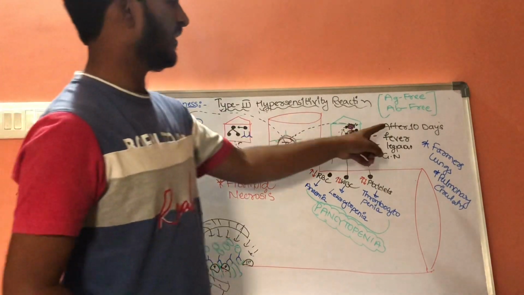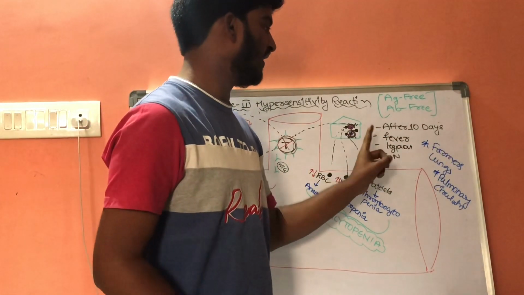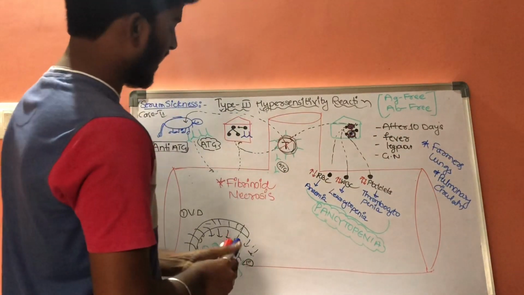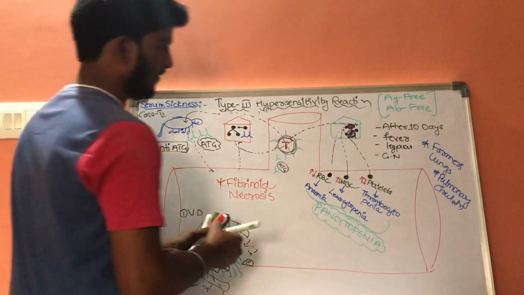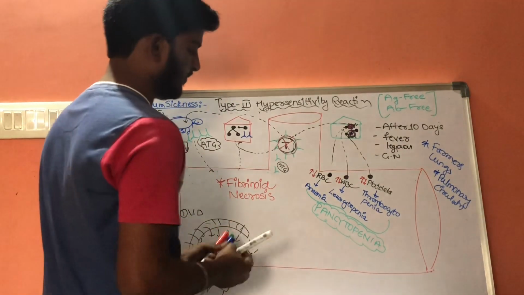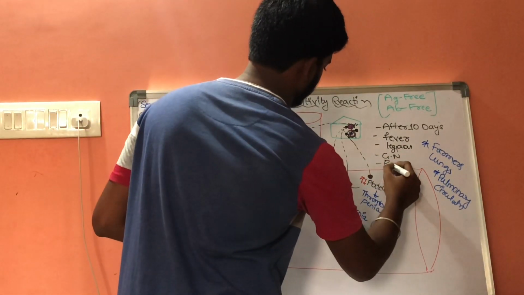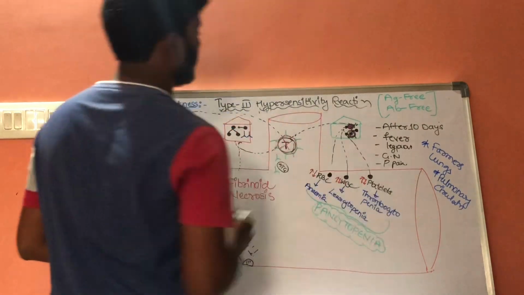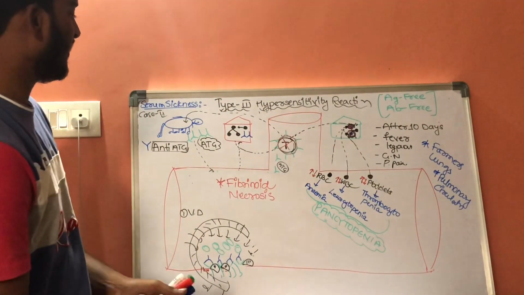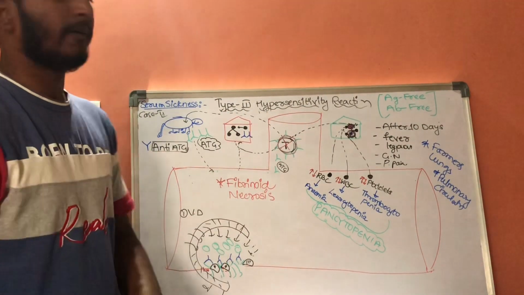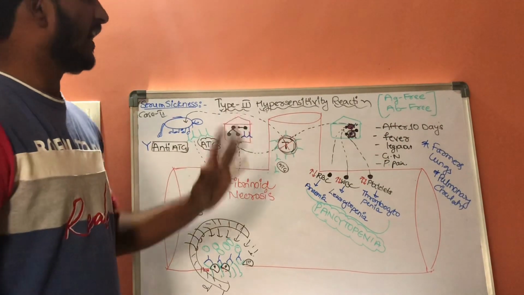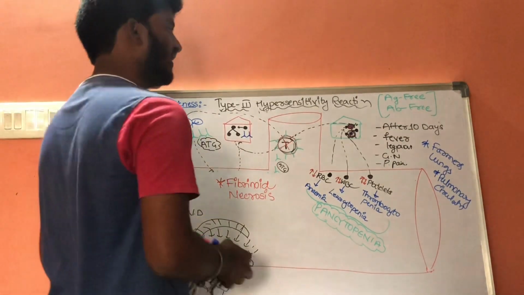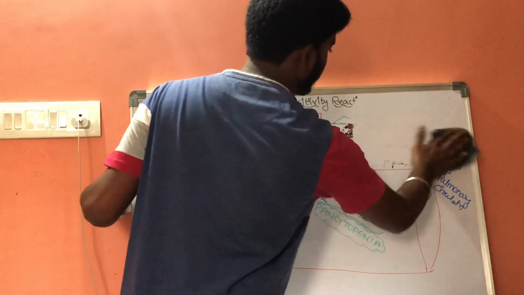The person experiences fever, leg pains, glomerulonephritis and pericardial pains, etc. It results in fibrinoid necrosis. This is about type 3 hypersensitivity reactions. Now, the next one is type 4 hypersensitivity reactions.